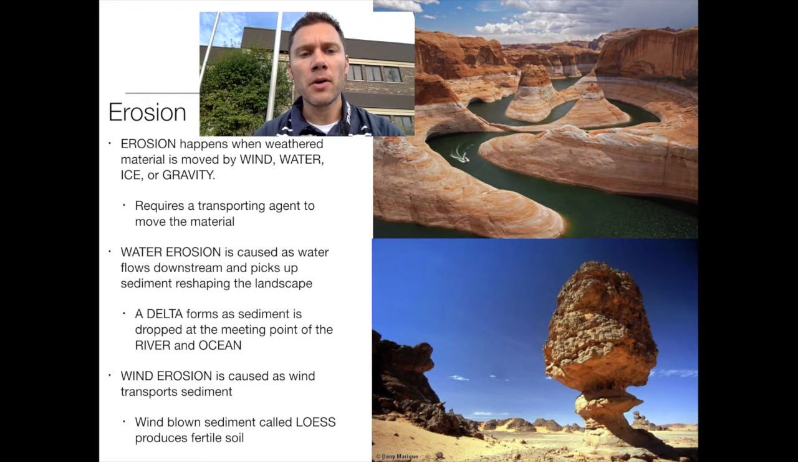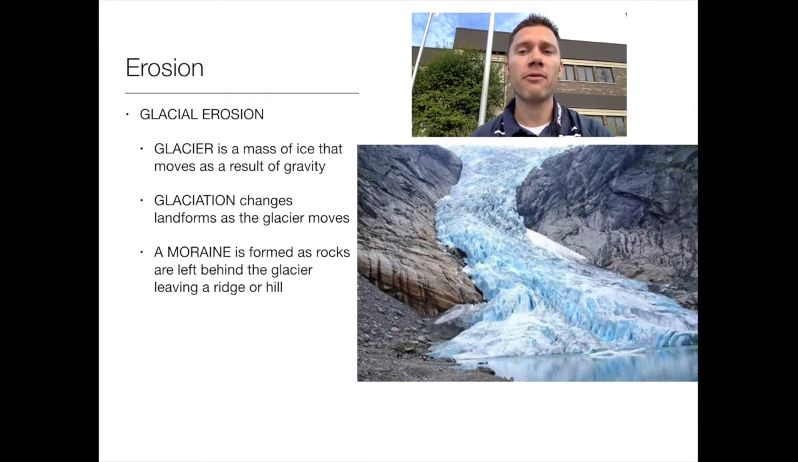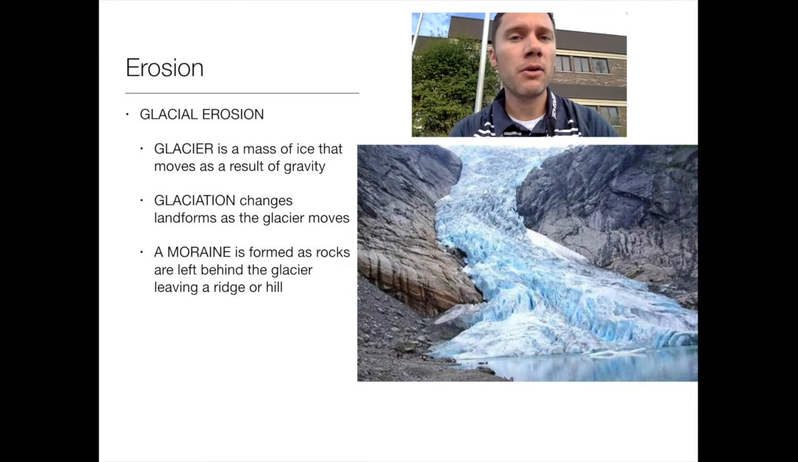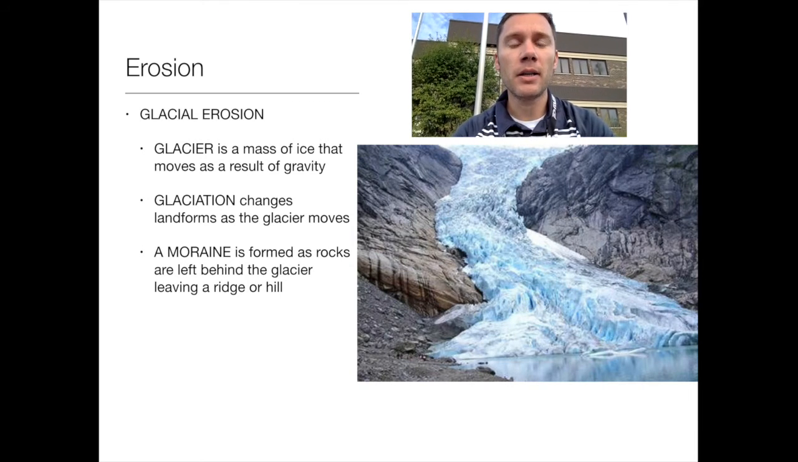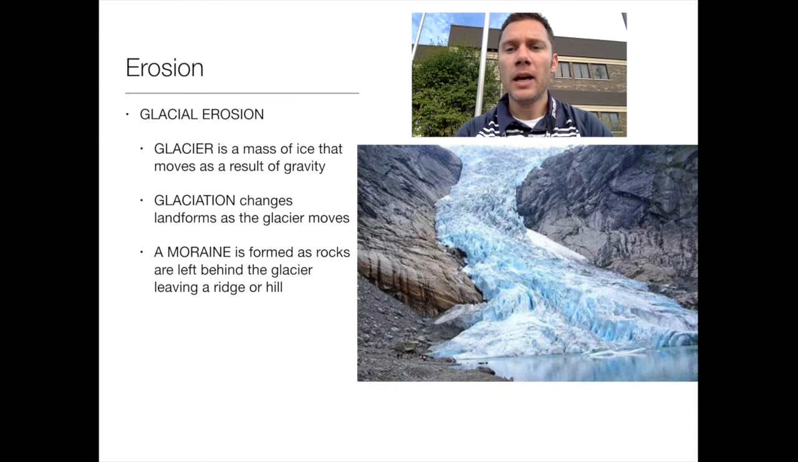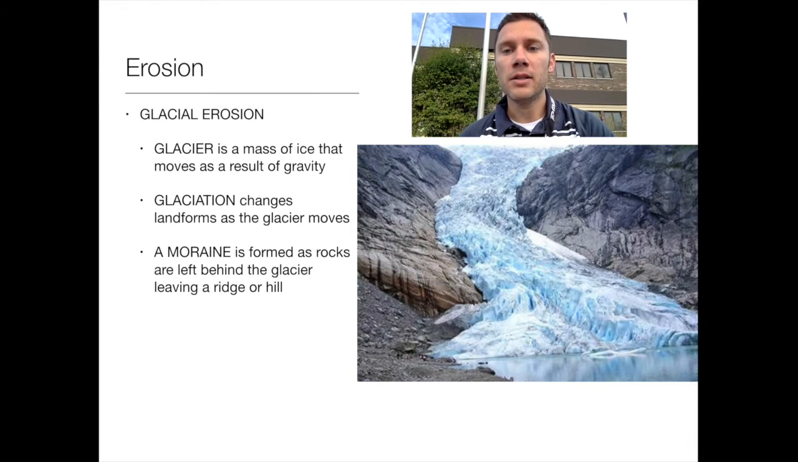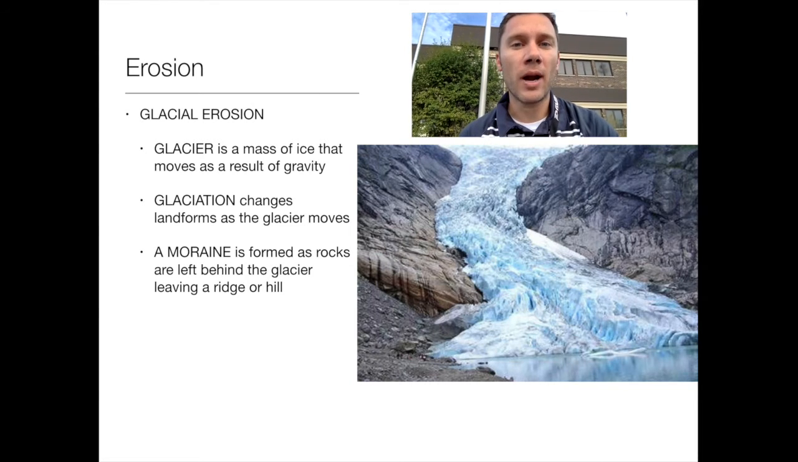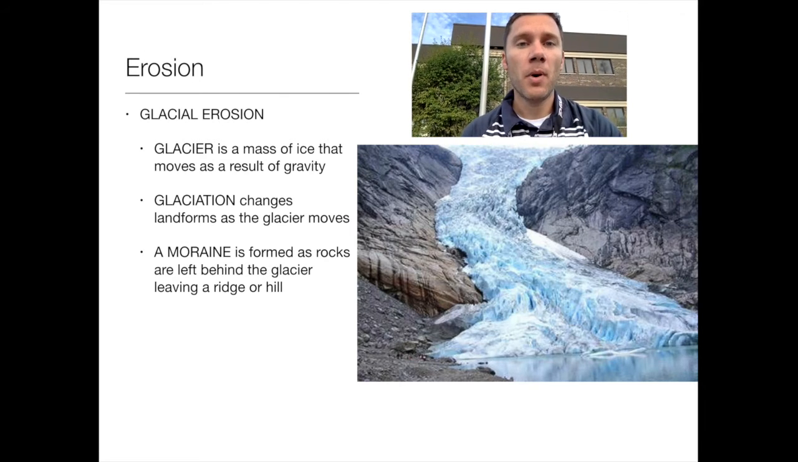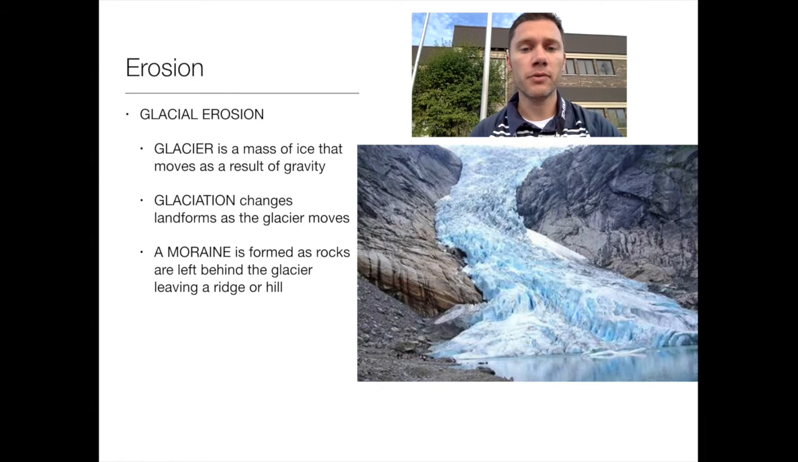A couple of things that would be good to know with erosion is that we can have glacial erosion. I know the video didn't talk about that type of erosion, but I think it's important that we note it. A glacier is a mass of ice that is moving as a result of gravity, and it moves extremely slowly. It's not something you would typically see with your bare eye, but it moves over the course of time. So glaciation changes the landform as this glacier moves.